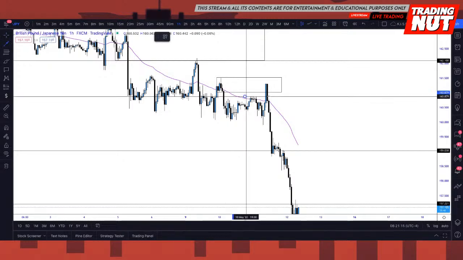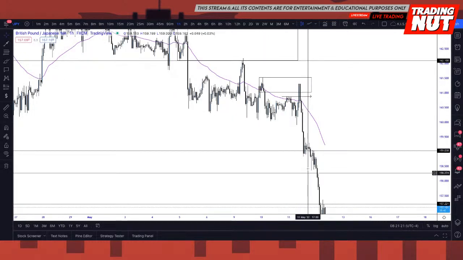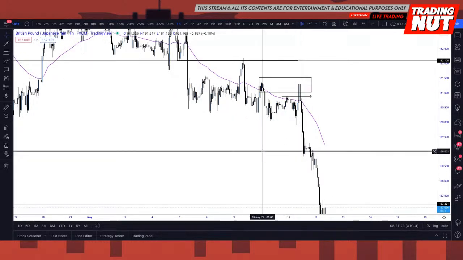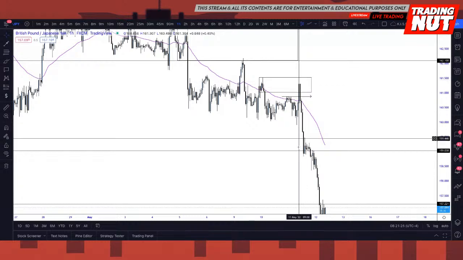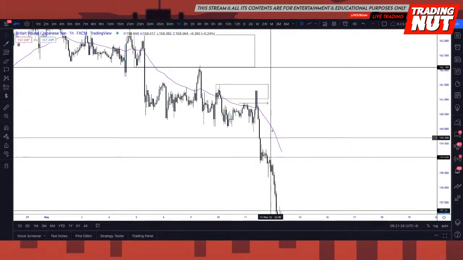Obviously, we ran a nice little intraday liquidity here, buy to sell, right? And then sure enough, here's our equal lows. We trade directly through and into that liquidity. So that's what I'm talking about.